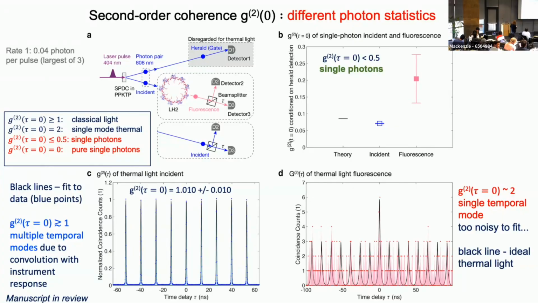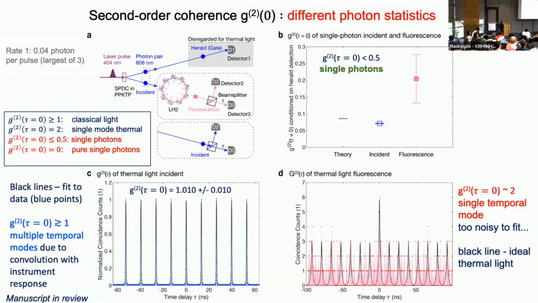And what we see is, I showed you already the G2 of the incident photon, single photon incidence, and the fluorescence from that single photon incidence. So in this case, the input statistics, G2 is approximately 0. So here's a little table, the lookup table.